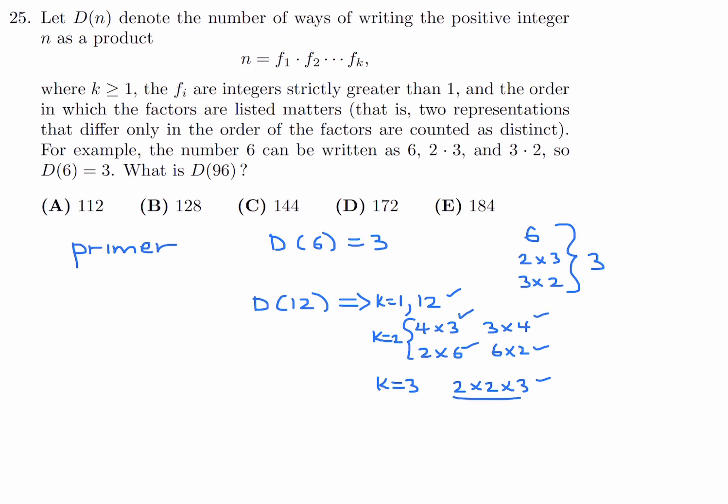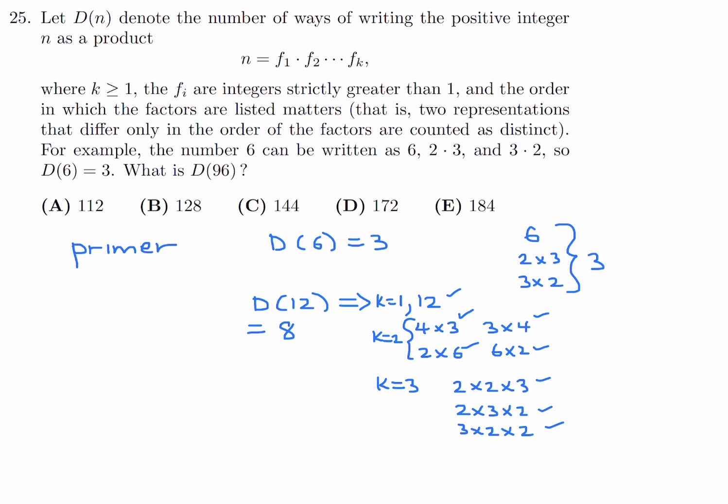I see. This has iterations. 2 times 3 times 2, 3 times 2 times 2. Because they even tell me that in the question: two representations that differ only in the order of the factors are counted as distinct. Okay, so that's why. So 1, 2, 3, 4, 5, 6, 7, 8. I got 8. So D12 is 8.